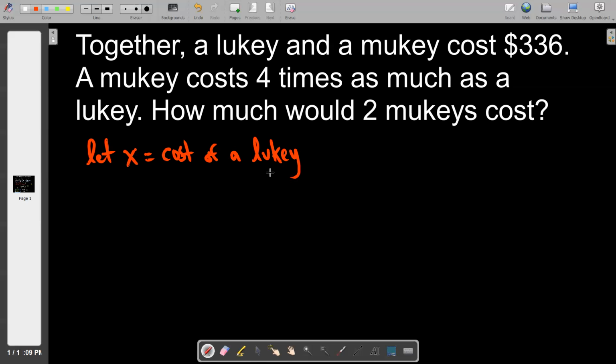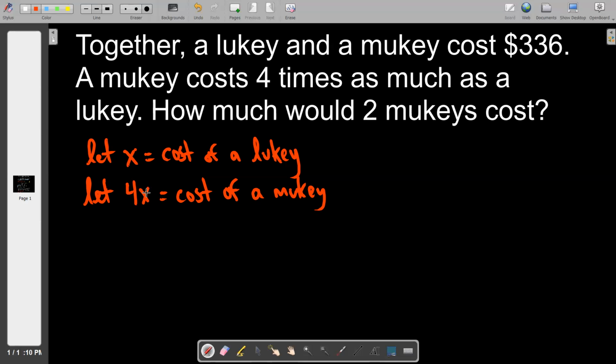Don't be ambiguous. Now, I need another one. I need to let something equal the other guy in the problem, and that is the cost of a mookie. Everything you need is in the problem. How much does a mookie cost? 4 times as much as a lookie, which makes it what? 4x. Very good. Step 1 is in the books. We have declared our variables. Excellent. It's on to step 2, which is to do what?